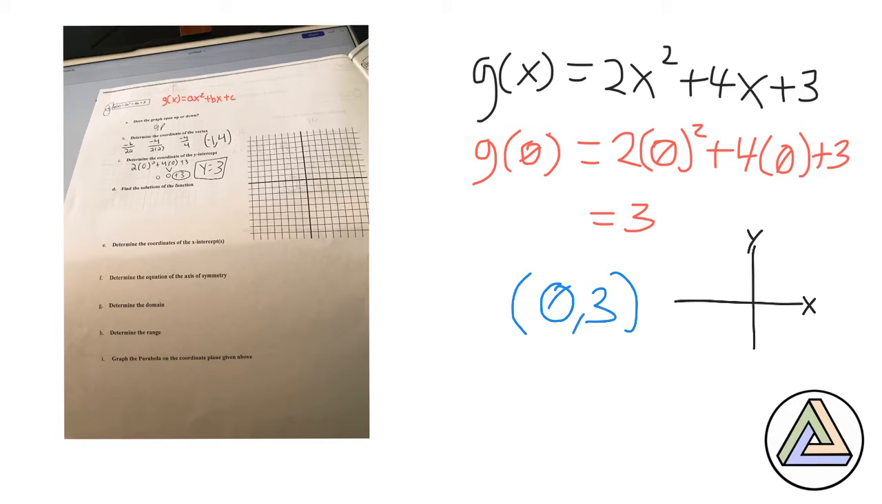And actually, I'll make it a little higher. Let's say the parabola looks something like that. Well, the coordinates of the y-intercept would be right there. And that most definitely has an x-coordinate of 0. And in this case, a y-coordinate of 3.